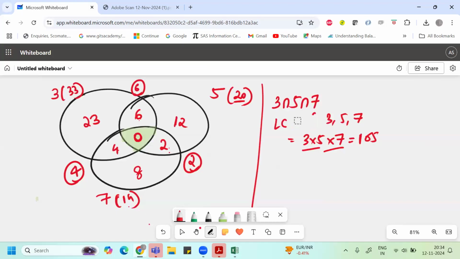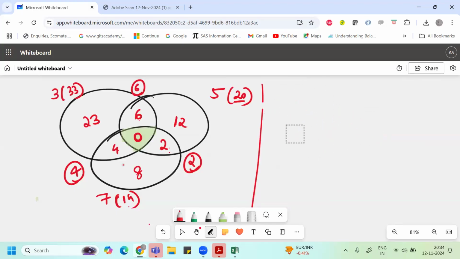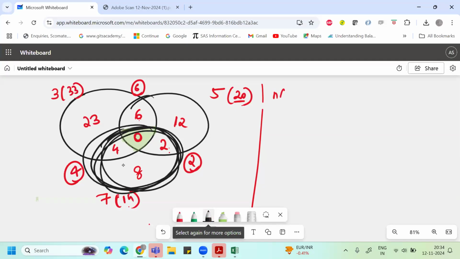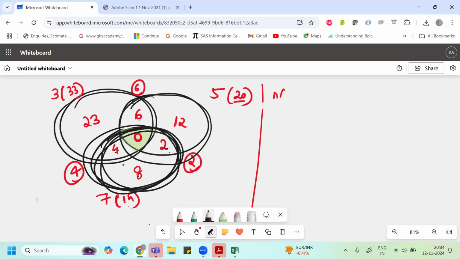So what is A union B union C if you want? You can use mathematics. If you like maths, you can do it like that. It's all up to you, whether you want to do it mathematically or without mathematics. So this was total 14, right? 8 plus 2, 10. 10 plus 4, 14. This is total 33. 23 plus 10, 33. This is total 20. 12 plus 2, 14. 14 plus 6, 20.